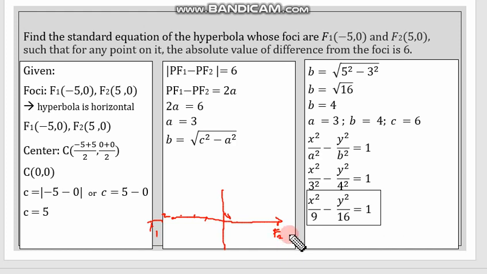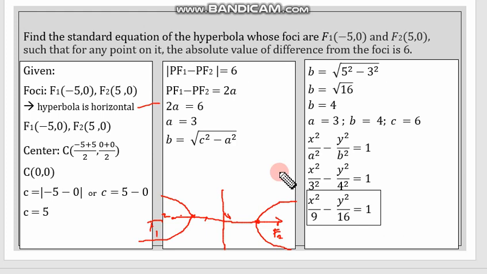Just like in the ellipse, the foci of our hyperbola are also collinear with our vertices. So let's say the vertices of the hyperbola are here. It's opening to the left and to the right. Our hyperbola always wraps around its foci. Therefore, our hyperbola is horizontal.